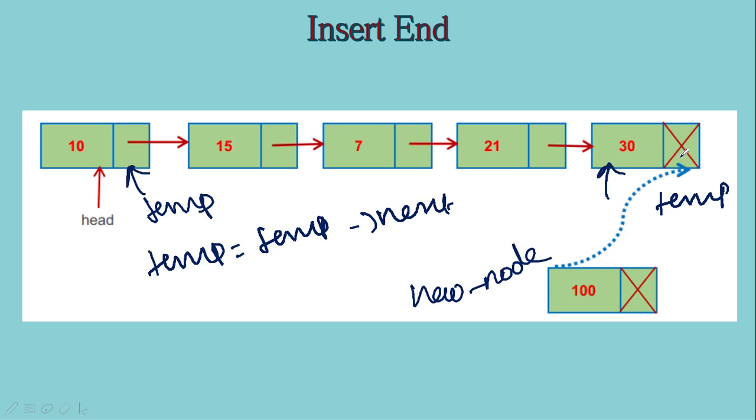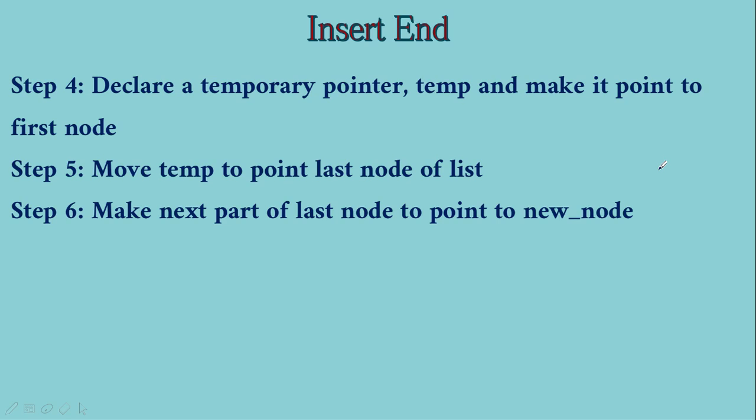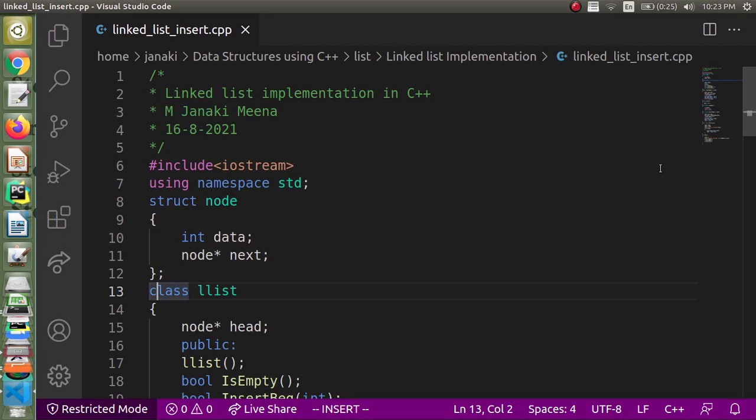Is the next part of the node pointed by temp null? If the next part of the node pointed by temp is null, then we can understand that we have reached the last node. Okay, so let us do the implementation.